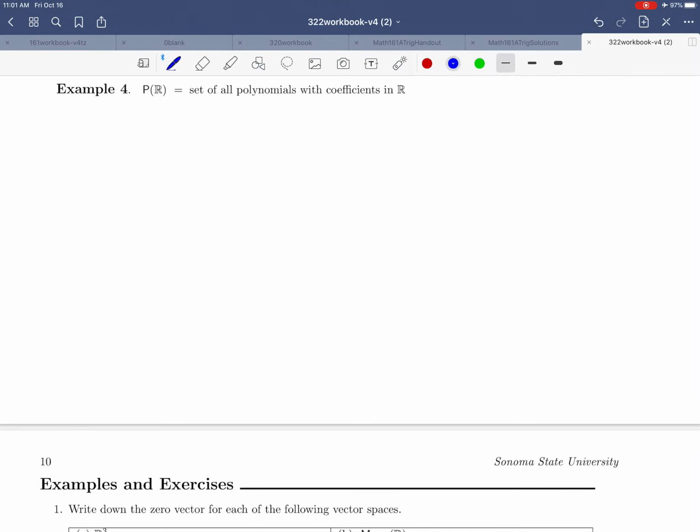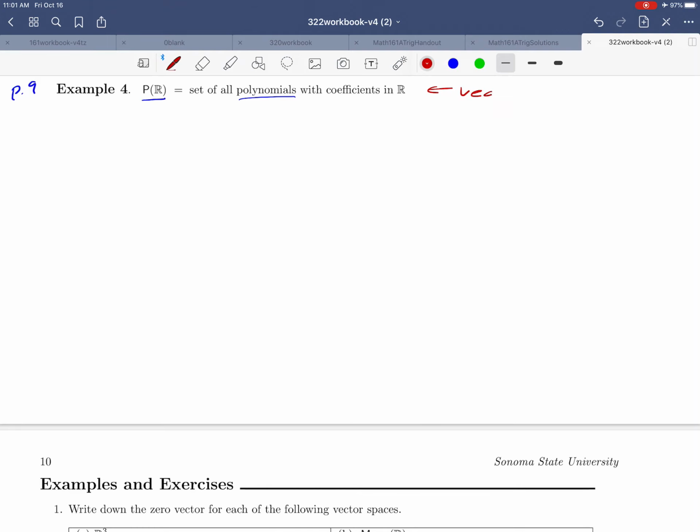Welcome back, everybody, to example four. We're still looking at page nine here, and we're sort of adding to our list of examples of vector spaces, and example four is about polynomials. So we'll introduce some new notation here. P of R will be our notation for the set of all polynomials with coefficients in R.